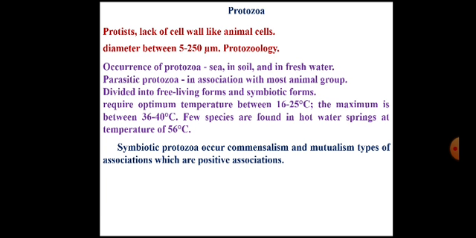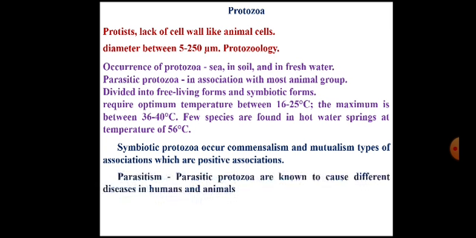Symbiotic protozoa occur in different associations like commensalism and mutualism, as well as parasitism. Parasitism, as mentioned, is a negative type of association which is responsible for causing different diseases.